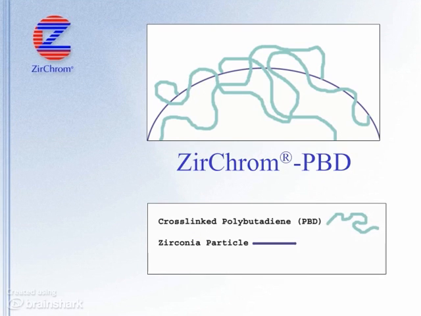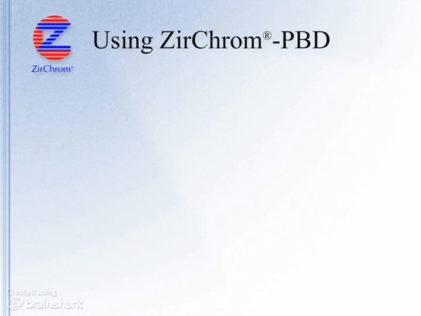The ZirChrom PBD phase builds on the zirconia porous particle, coating it with polybutadiene, which is then cross-linked. This creates a cage-like phase in and around the zirconia particle. Using a ZirChrom PBD column adds a wider array of tools to your method development toolbox. The ZirChrom PBD phase is both thermally and chemically stable.